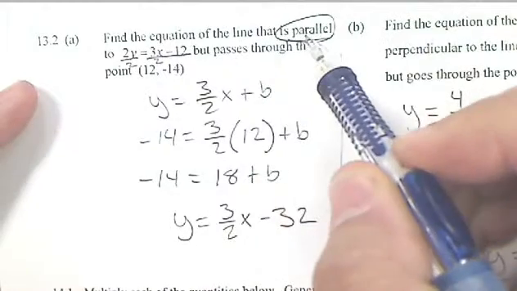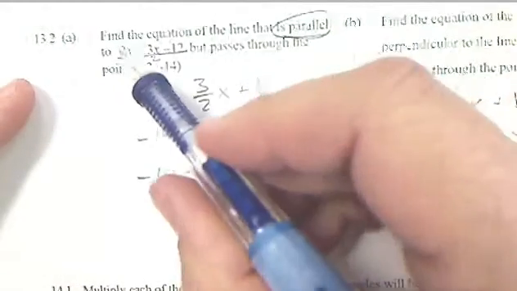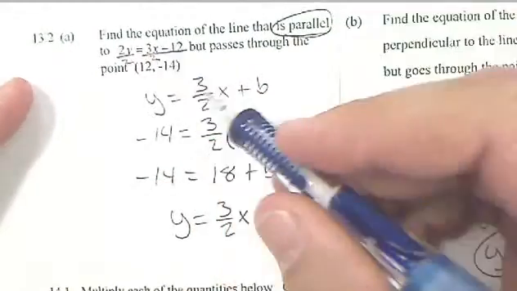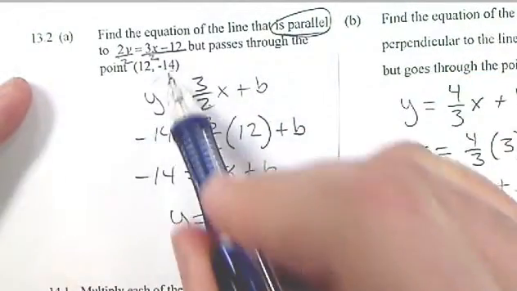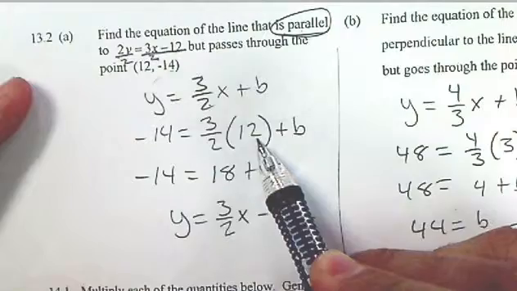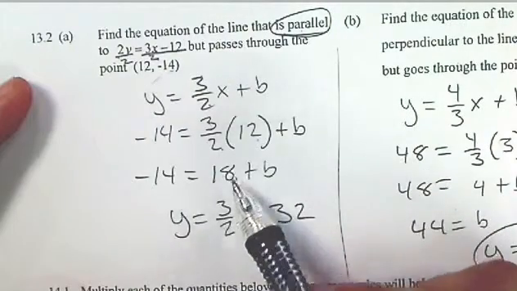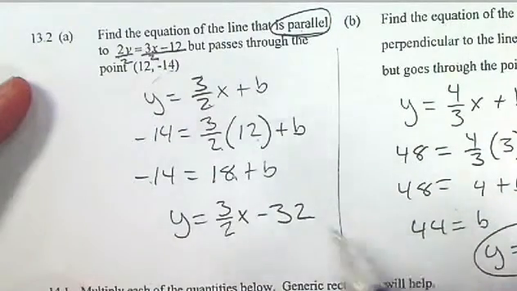Parallel means the slopes are the same. So I found the slope by dividing by 2, so that's 3 over 2, 3 over 2. And then plug in the point. There's your x and there's your y. 36 divided by 2 is 18. Subtract 18 from both sides. That's how I got the -32.